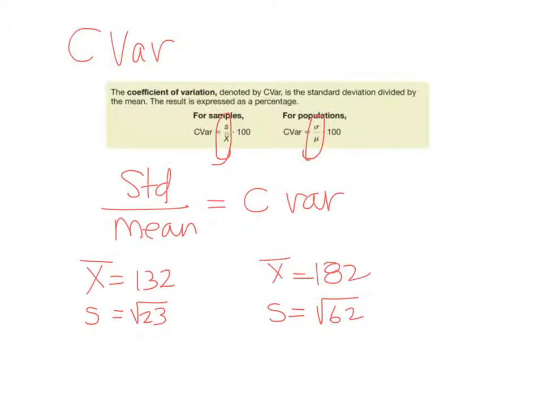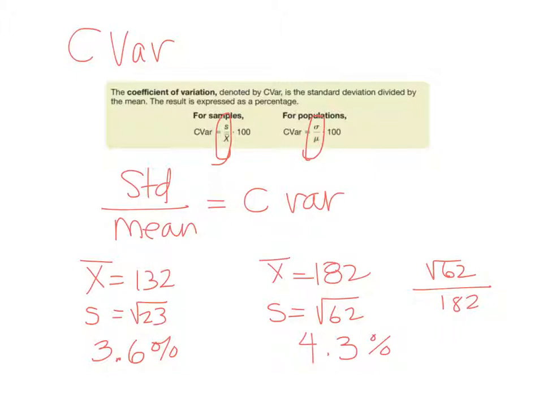So when I plug this into this formula, standard deviation divided by mean, for this one I am going to get a coefficient of variance of 3.6. When I do the advertisement, this standard deviation divided by this mean, I'm going to get an advertisement coefficient of variance of 4.3. Again, that was the square root of 62 divided by 182. Gave me this coefficient of variance.